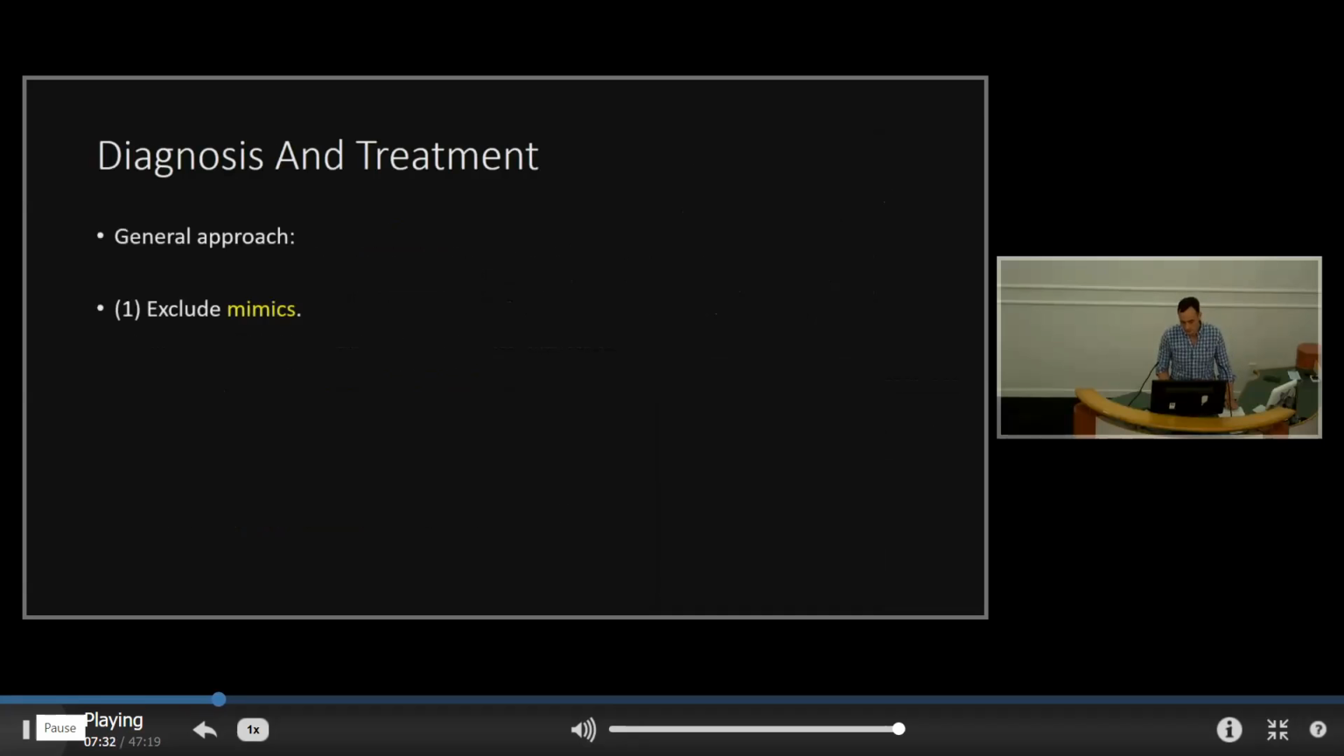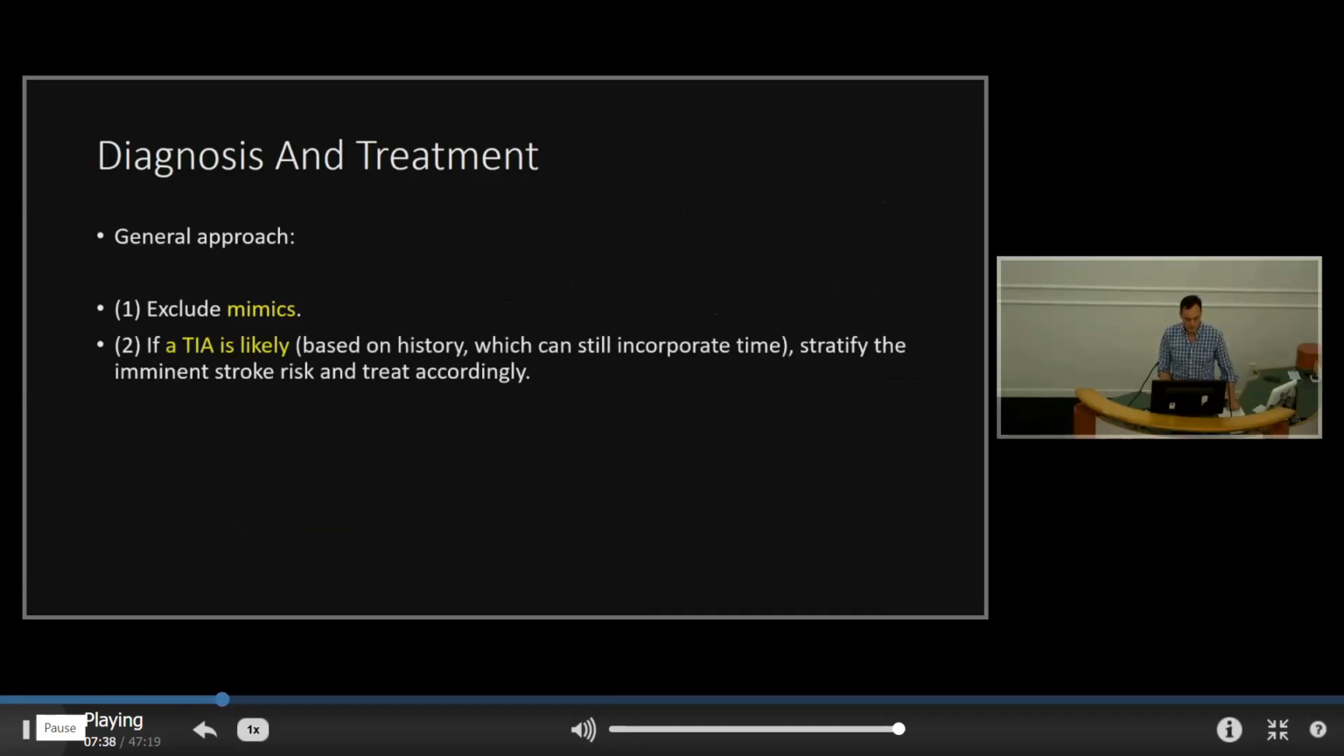So the general approach is first you have to exclude a mimic. That's very important. There are a number of mimics. The second approach is that if you think this is more a TIA, based on the history, than a stroke, and we'll talk about how you incorporate the time factor still for that, even though it's not the absolute factor, you can stratify the imminent stroke risk and treat accordingly. So do they need to come in or not, basically.